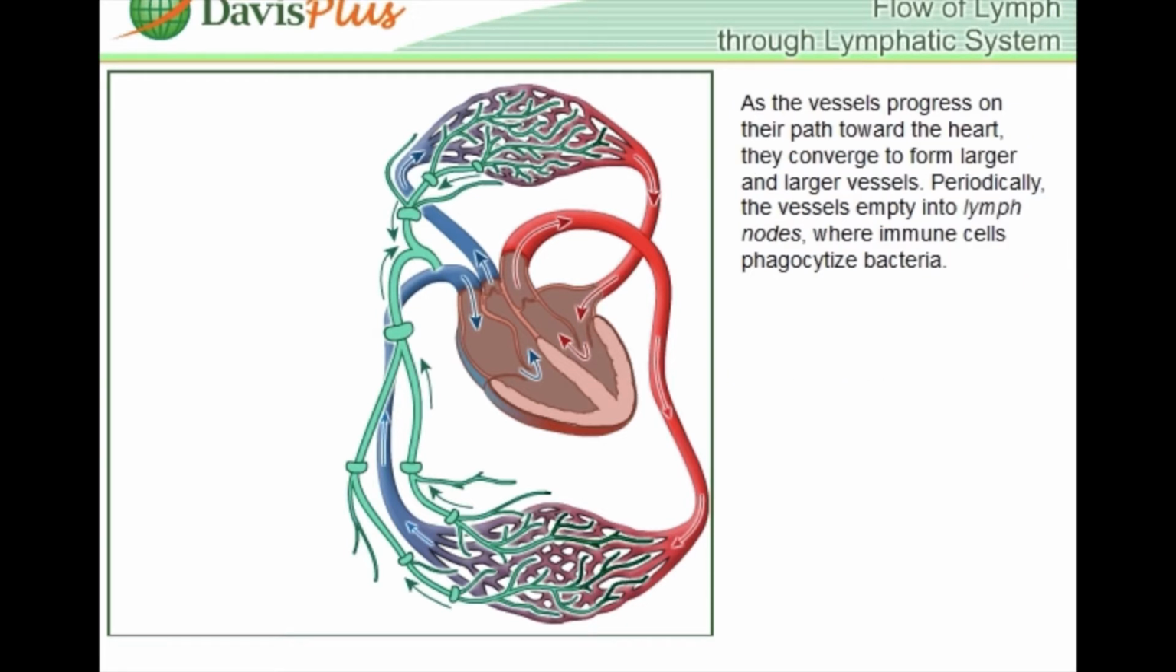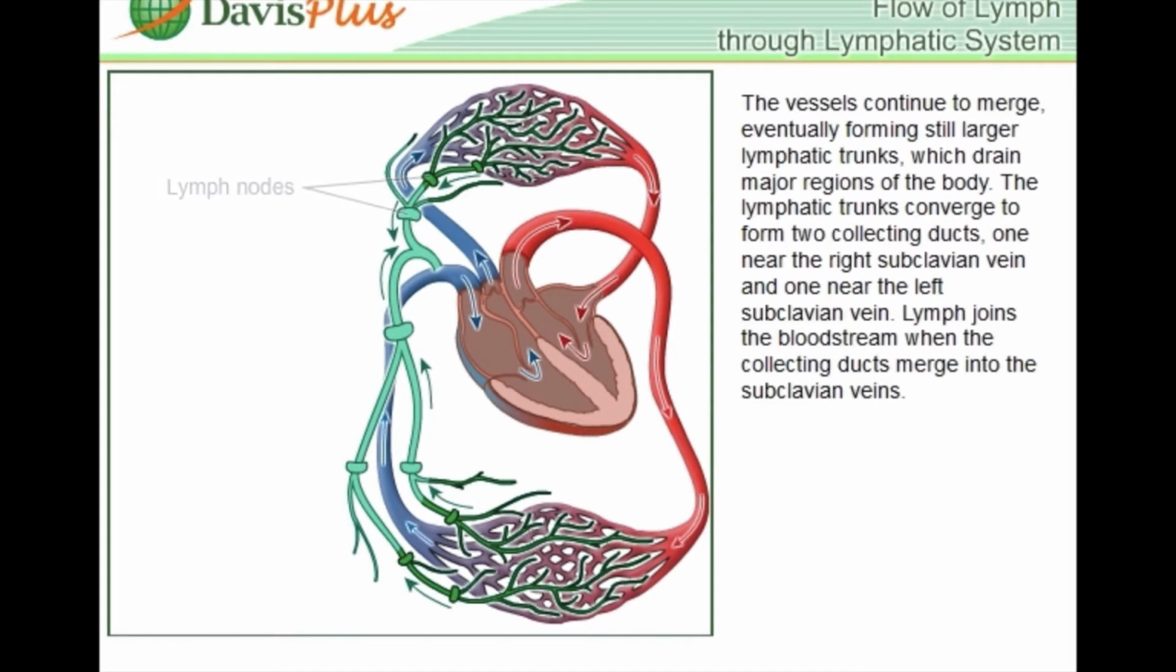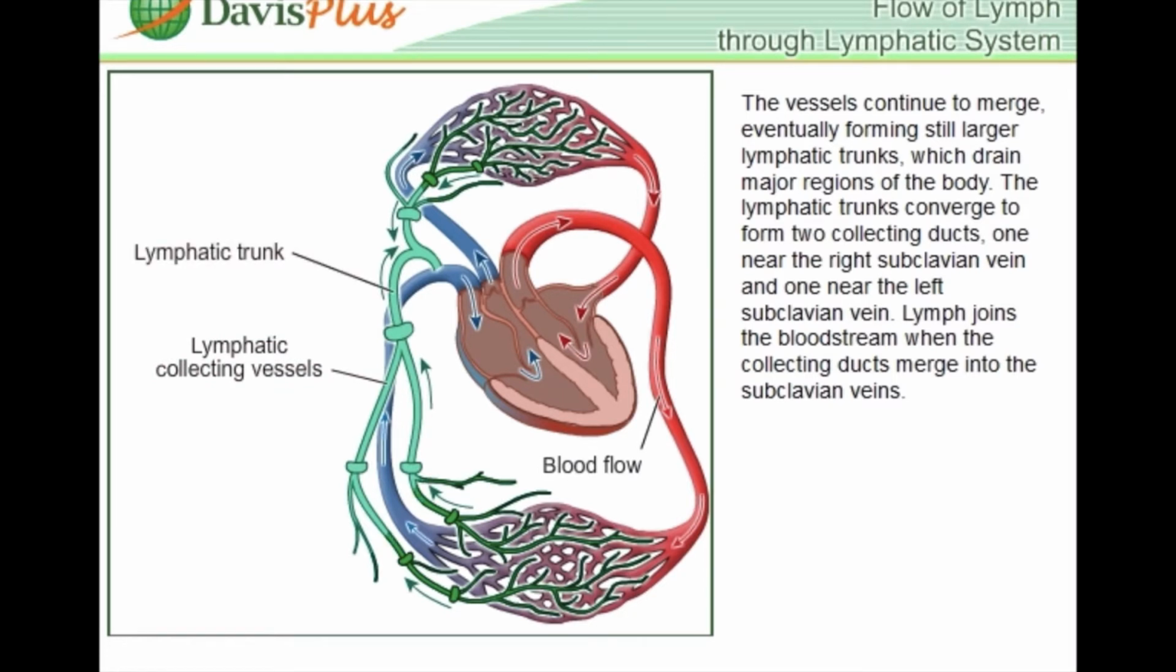As the vessels progress on their path toward the heart, they converge to form larger and larger vessels. Periodically, the vessels empty into lymph nodes, where immune cells phagocytize bacteria. The vessels continue to merge, eventually forming still larger lymphatic trunks, which drain major regions of the body. The lymphatic trunks converge to form two collecting ducts, one near the right subclavian vein and one near the left subclavian vein. Lymph joins the bloodstream when the collecting ducts merge into the subclavian veins.